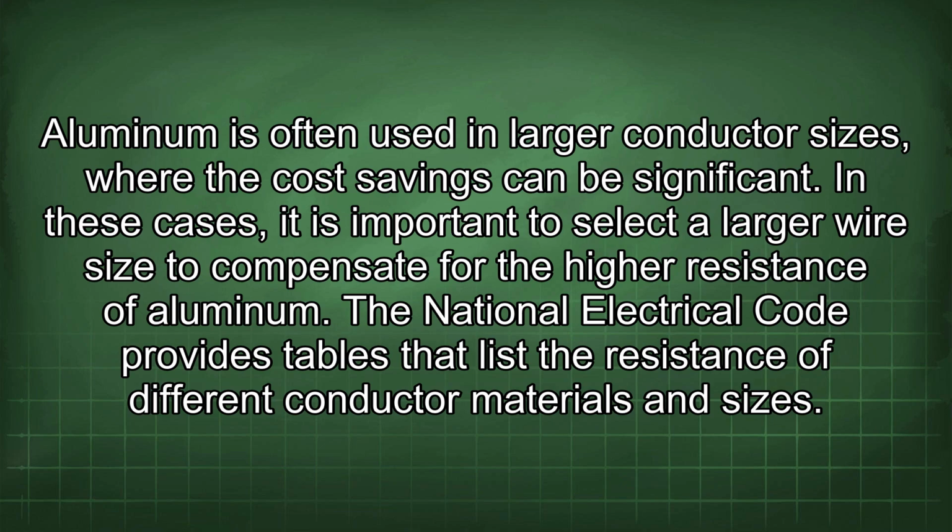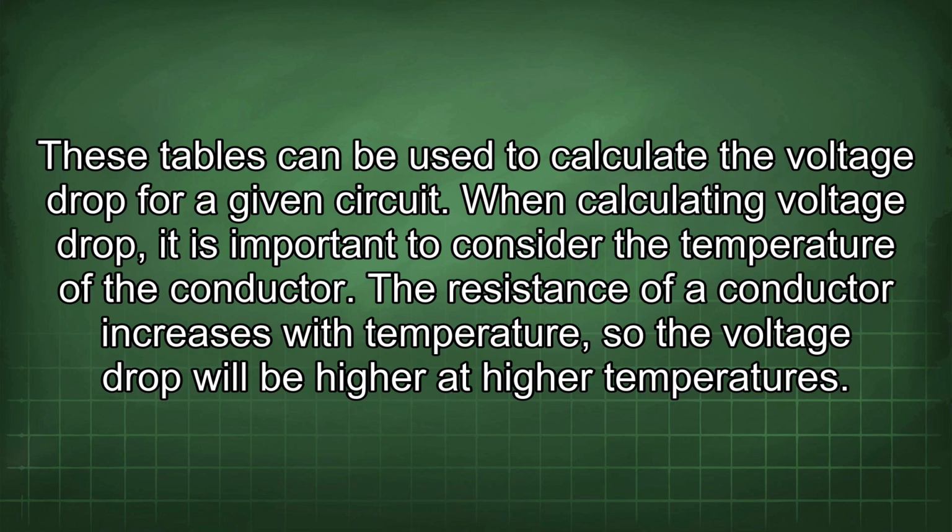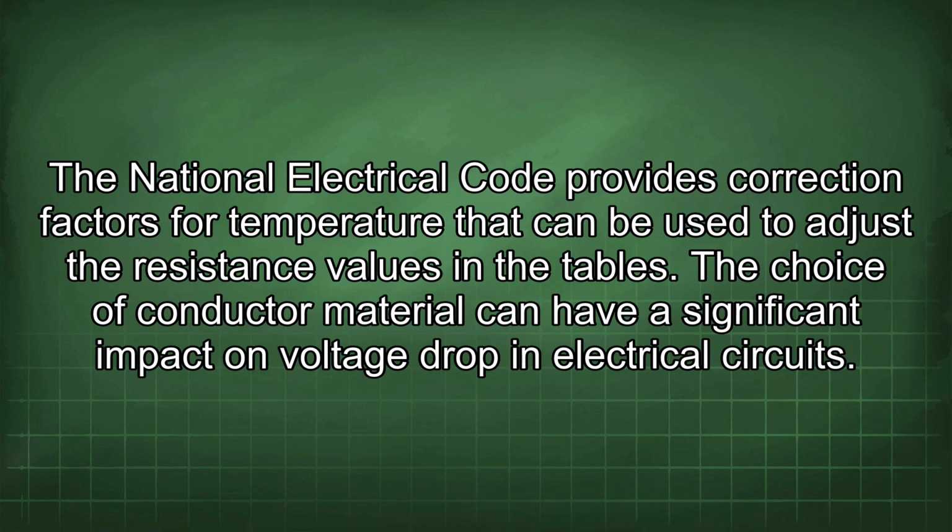The National Electrical Code provides tables that list the resistance of different conductor materials and sizes. These tables can be used to calculate the voltage drop for a given circuit. When calculating voltage drop, it is important to consider the temperature of the conductor. The resistance of a conductor increases with temperature, so the voltage drop will be higher at higher temperatures. The National Electrical Code provides correction factors for temperature that can be used to adjust the resistance values in the tables. The choice of conductor material can have a significant impact on voltage drop in electrical circuits.